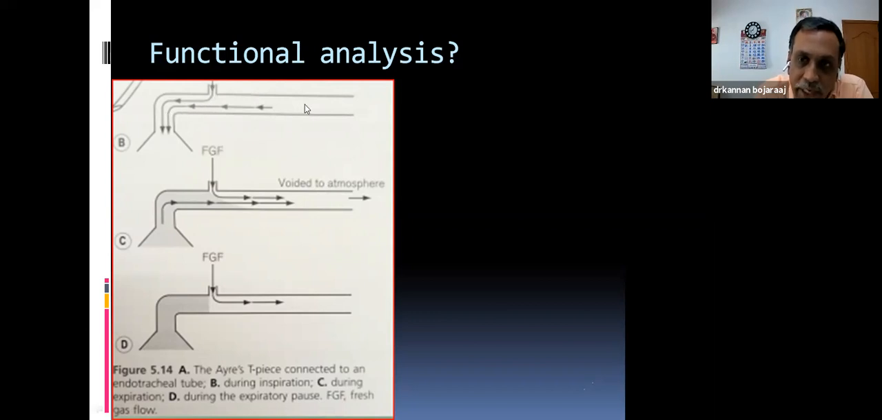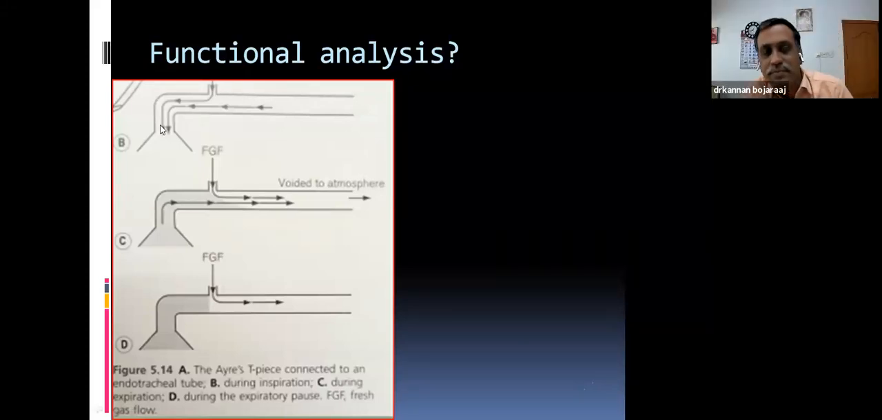That is why the gases in the expiratory limb also will be drawn inside. That is the problem here. That is why whatever gases are present in the expiratory limb during the period of expiratory pause should be voided out. Otherwise, the gases present here, initially the mixed alveolar gas and dead space gas, will be drawn inside. So the fresh gas flow has the most important role in preventing rebreathing in spontaneous ventilation in pediatric patients.